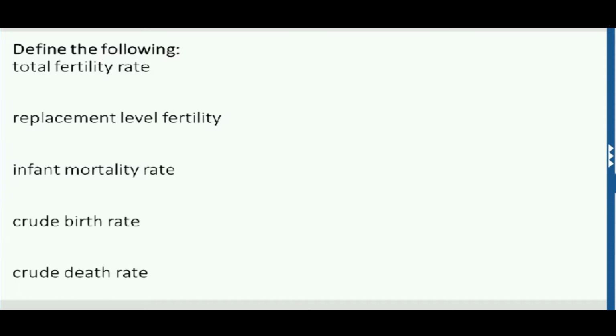Now I need to define the following. The total fertility rate. These seem like something that is not super useful. Well, I mean, it's useful. It's just that a definition doesn't seem as useful as doing some math. It's an estimate of the average number of children a woman will have in her lifetime.